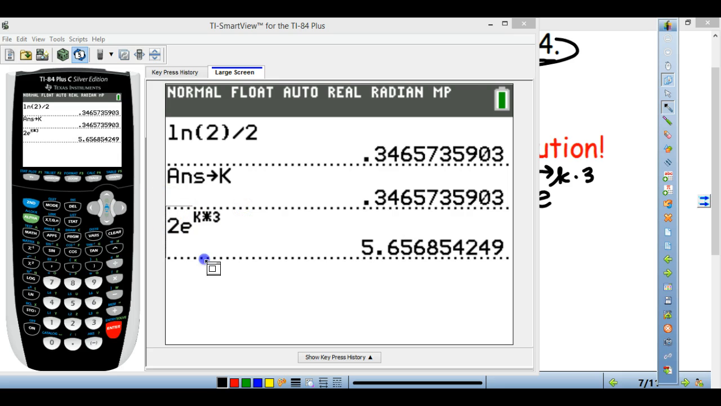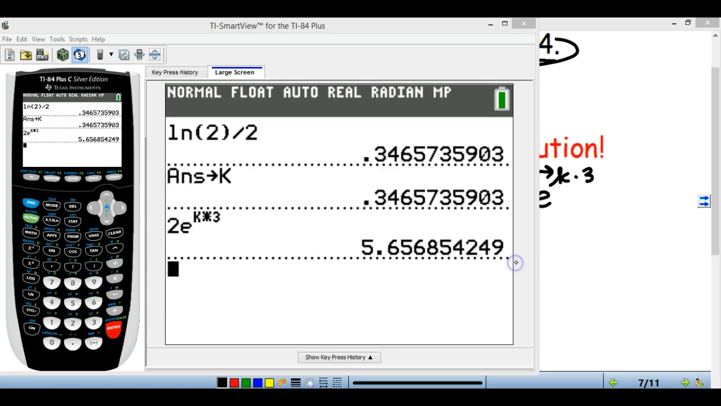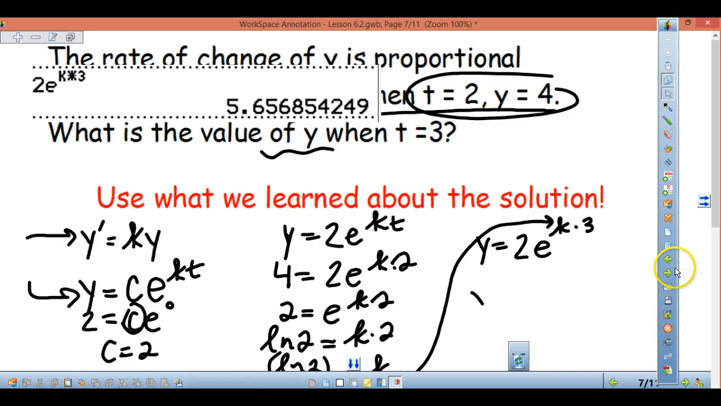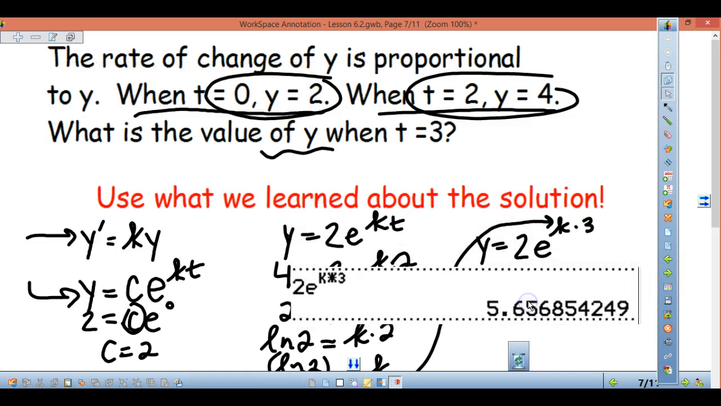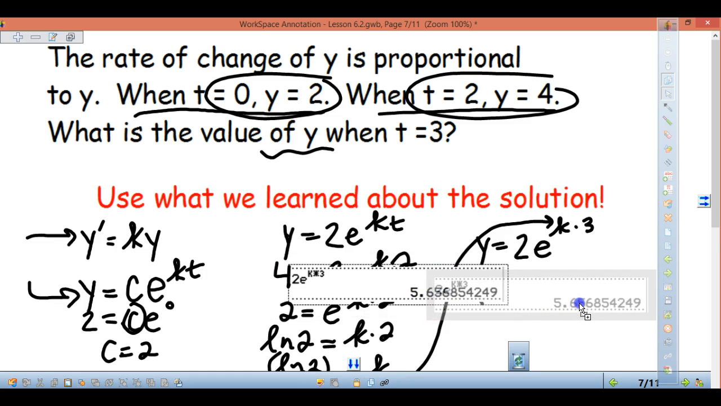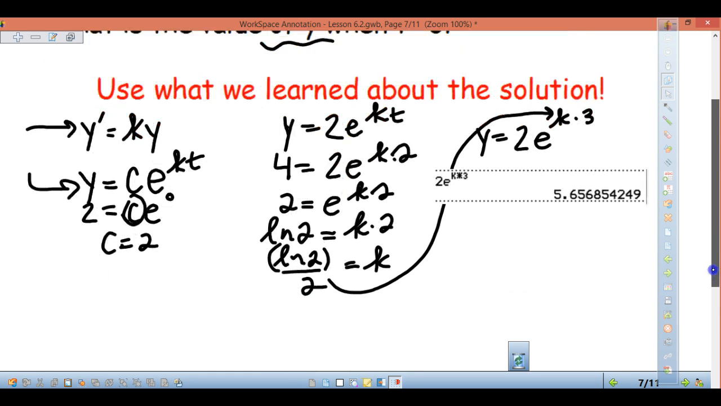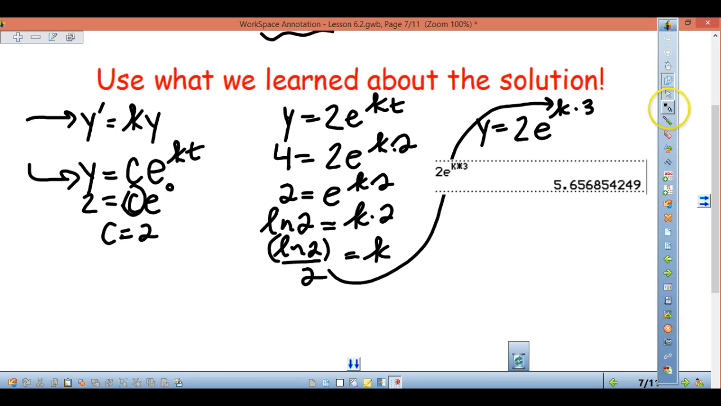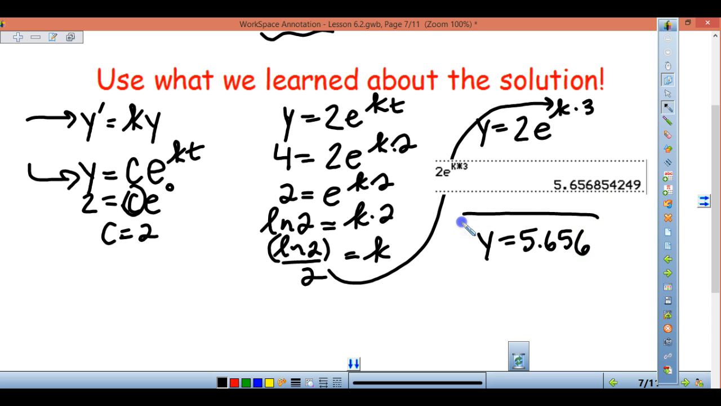So it's a really useful way to be able to ensure your accuracy to at least 3 decimal places. So I would strongly recommend that you use this calculator application to be able to come up with the correct answer. So then I would say that y is equal to 5.656 chopped to 3 decimal places.